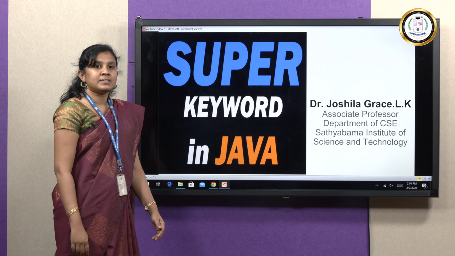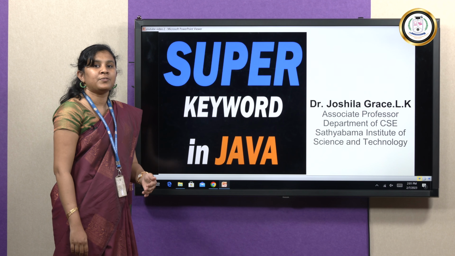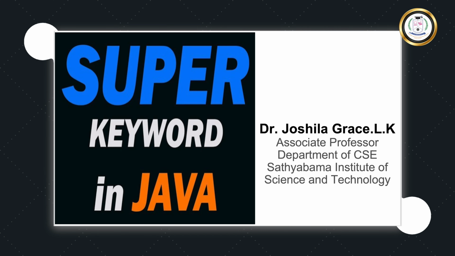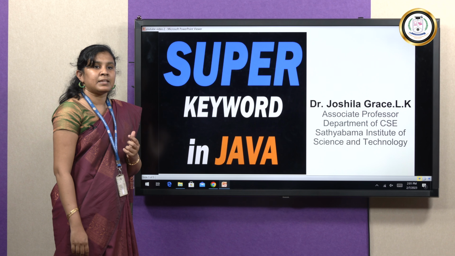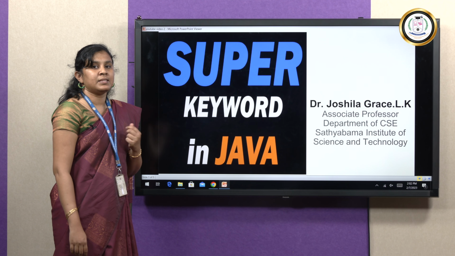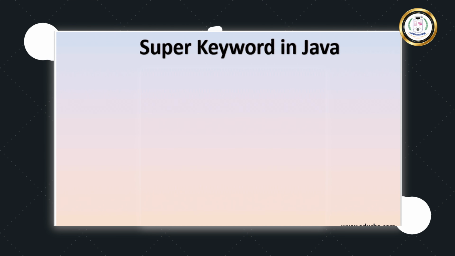We are going to see about the super keyword in Java. We have already discussed inheritance in Java, so this is a continuation of the previous topic. The super keyword is used in our programs wherever we use inheritance. Wherever it is necessary to take up values from your base class, we will be using the super keyword. We have three ways we can use our super keyword.